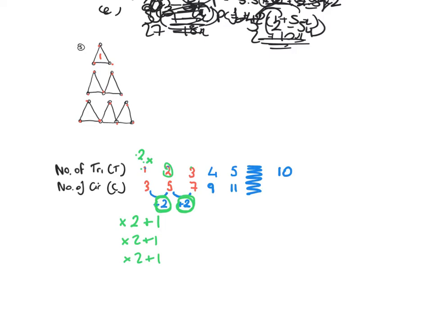Now the question's then going to ask me to write down a formula for that. So the formula involves finding circles. So to get the number of circles, you multiply the number of triangles by 2, 2 times t, and then you add on 1. And then we can shorten that down to c equals 2t plus 1. We can now use this formula to find the number of circles when there are 10 triangles.